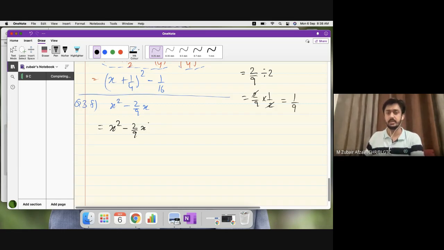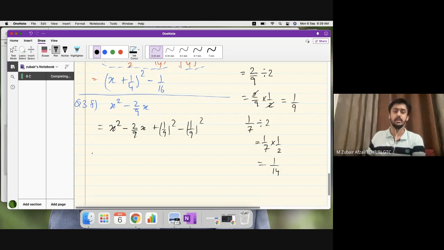Okay, not 1 by 3. Whenever you half it, either you half the numerator or you double the denominator. For example, when we have 1 by 7, when divided by 2, this becomes 1 by 7 times 1 by 2. So either you double the denominator or you halve the numerator. So half of it is plus 1 by 9 squared and minus 1 by 9 squared. Then we close these first three: x minus 1 by 9 whole squared minus 1 by 81.